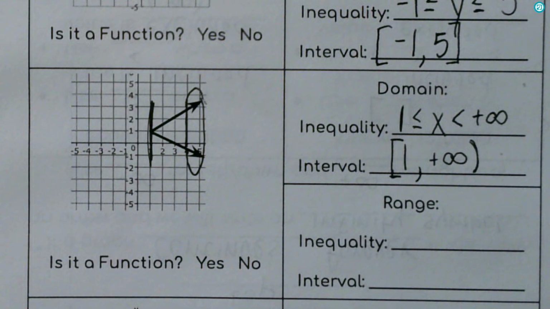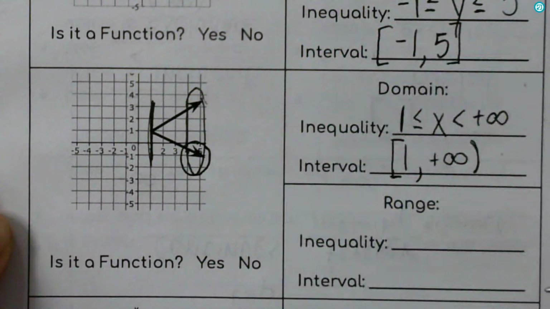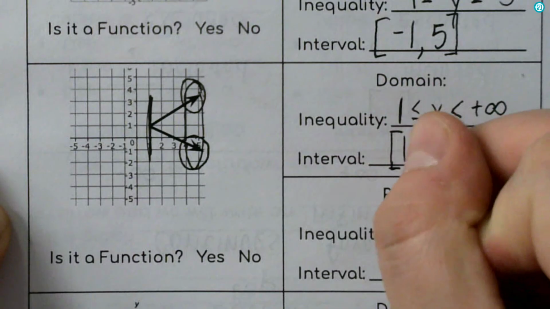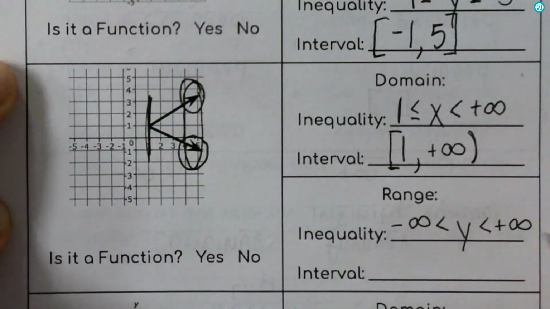Range for this one. What is the lowest this graph goes? Well, negative infinity, because there's an arrow. So the lowest thing on this graph is an arrow. What's the highest thing on this graph? An arrow, so positive infinity. So our range is negative infinity is less than y is less than positive infinity.